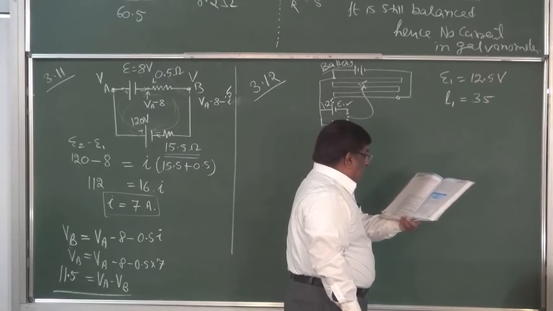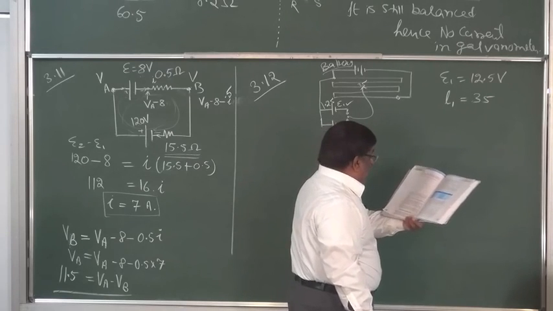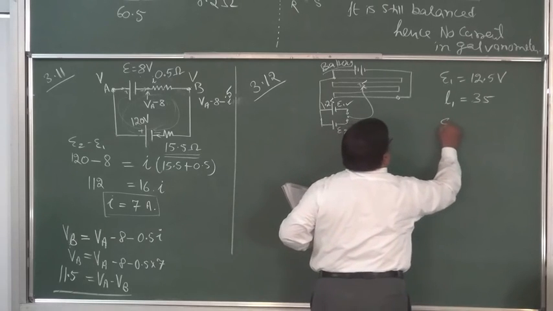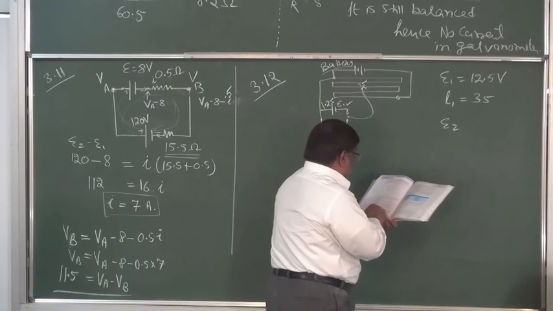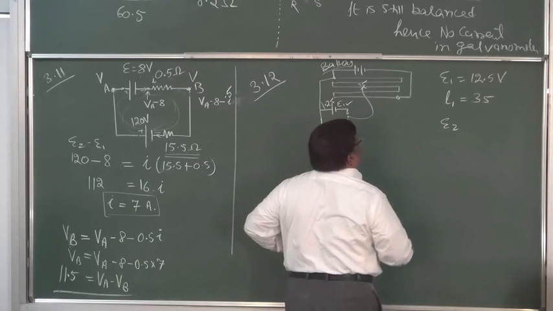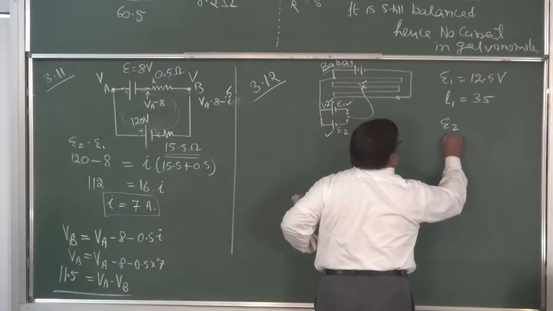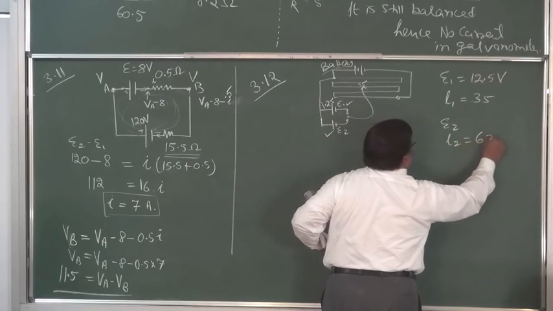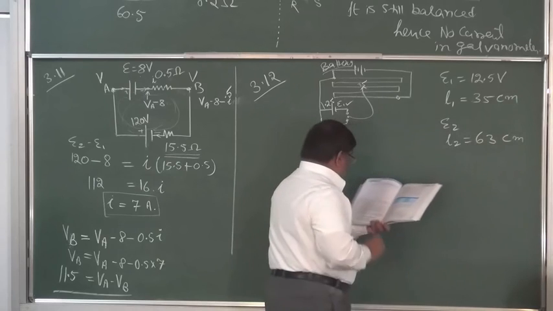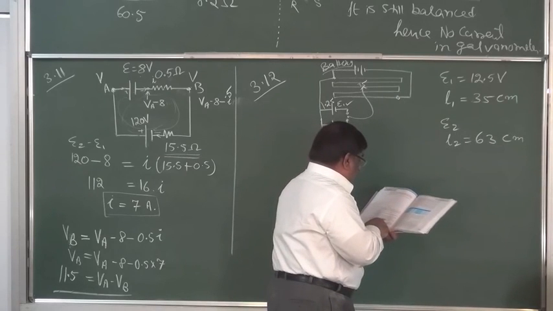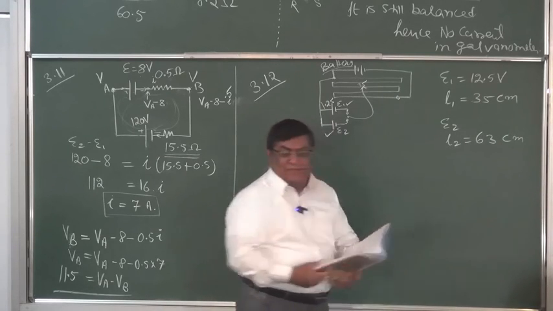If the cell is replaced by another cell E2, the balance point shifts to 63. Shift to 63. That means L2 is 63 centimeter. Now, what is the EMF of the second cell?